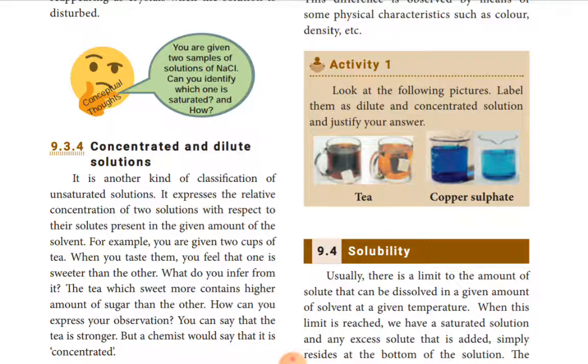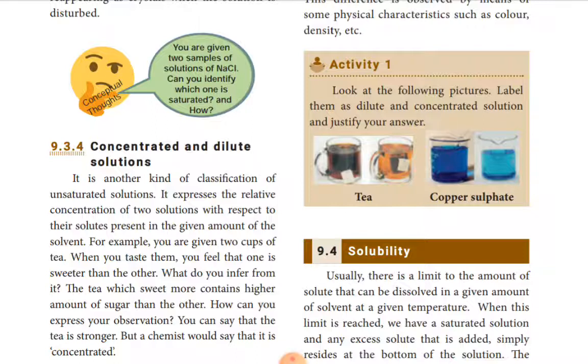So we are going to express that the tea is stronger. Suppose the tea contains more decoction, or the coffee contains more decoction. What are you going to say? You are going to say that the tea or coffee is stronger. By observing the color and physical characters such as density, we can say whether it is stronger, dilute or less strong.